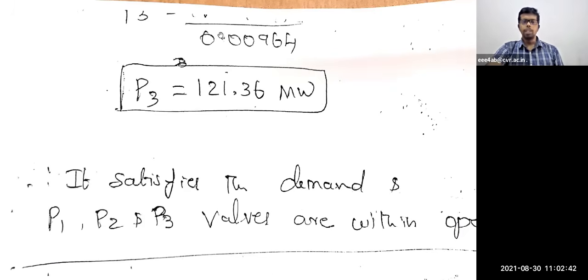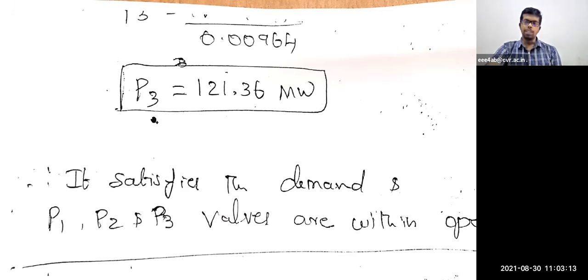Similarly for P3 also, I need to substitute the lambda over here. So while substituting, we are getting P3 as 121.36 megawatt. While doing it, you will get an accurate answer. The next thing we need to do is compare the answers, whether they are falling under the minimum and maximum operating limits or not.